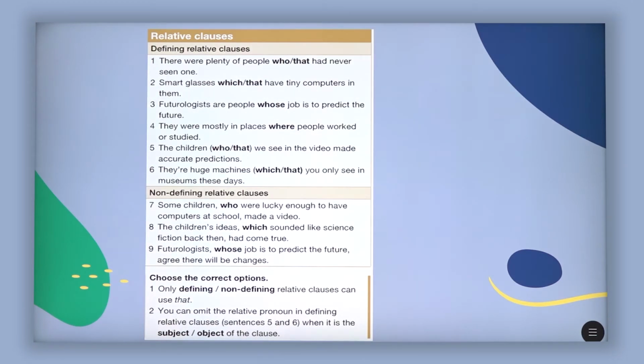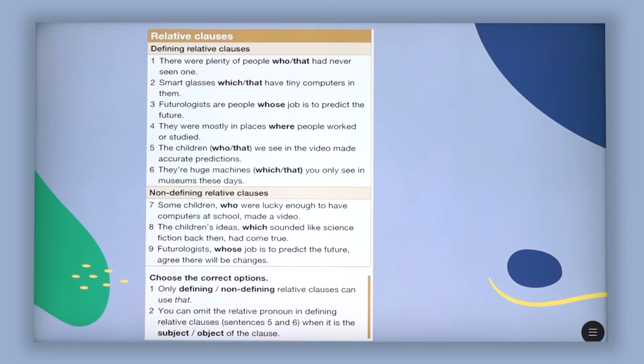Next, we've got other examples that use relative pronouns, such as who and that, which can both be used. There were plenty of people who or that had never seen one. Smart glasses which or that have tiny computers in them. Futurologists are people whose job is to predict the future. They were mostly in places where people worked or studied. The children who or that we see in the video made accurate predictions. They are huge machines which or that you only see in museums these days.